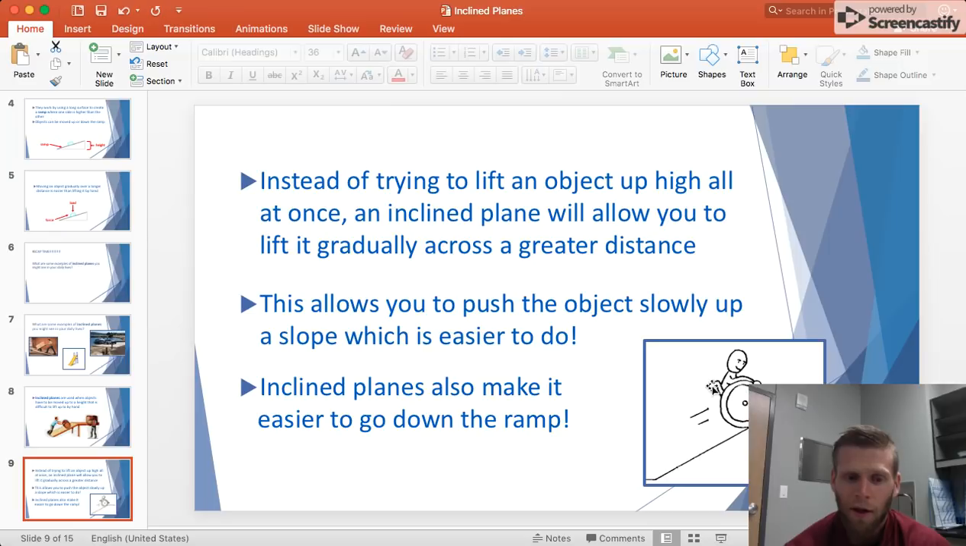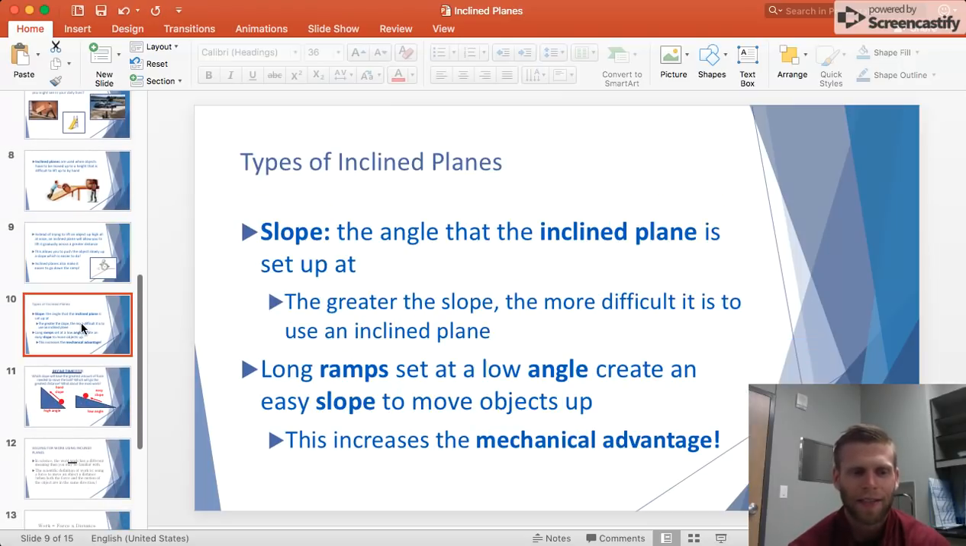So inclined planes also make it easier to go up and down the ramp. Fantastic. So here are some types of inclined planes. You have slope, which is the angle that the inclined plane is set up at. So the greater the slope, the more difficult it is to use an inclined plane. So slope is like this.